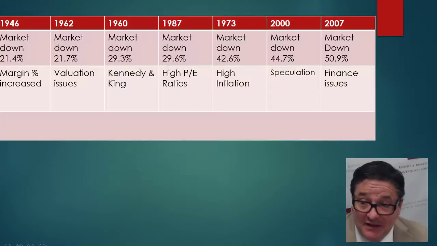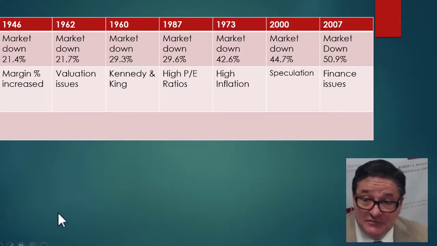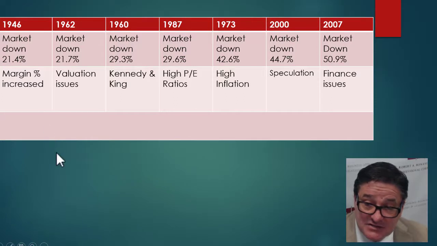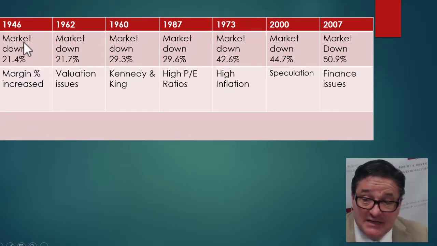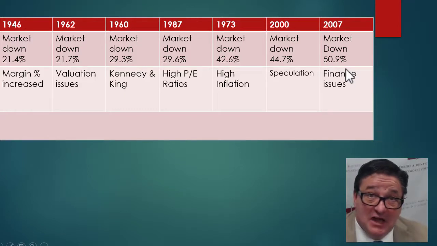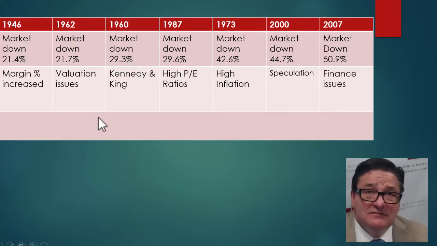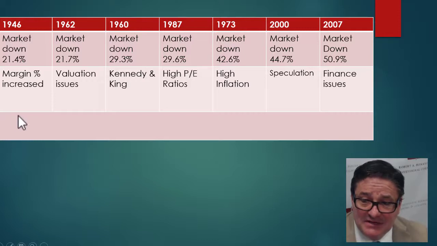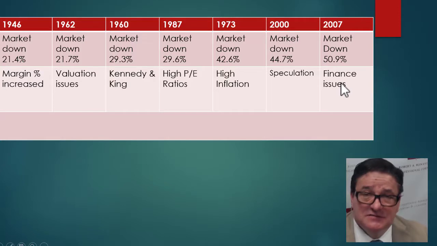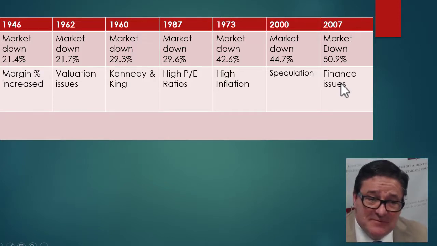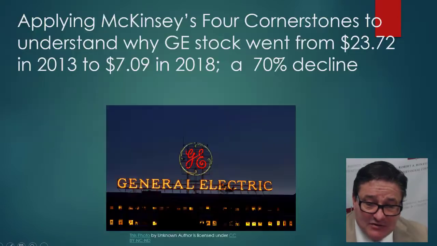And the reason for these declines is really because people were buying stocks that didn't have real value. If you look at an individual decline for stocks in the stock market, here are some declines: 21% in 1946, and in 2007 it was a 50% decline in one day. And the reason for these declines is because there's not real value in a lot of these underlying companies that people bought. They went down because of increases in margins, or high PE ratios, or high inflation, or speculation, financial issues. These caused declines because people didn't really have real value.